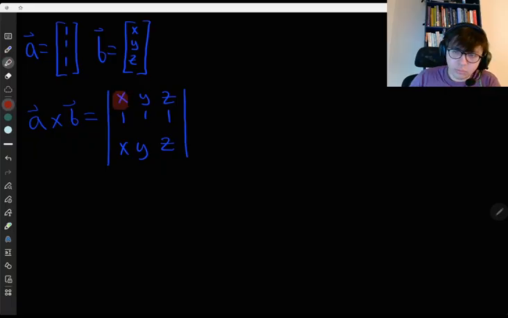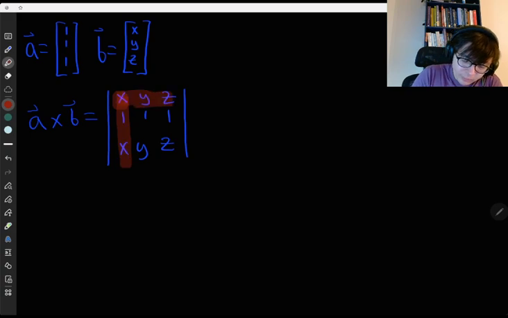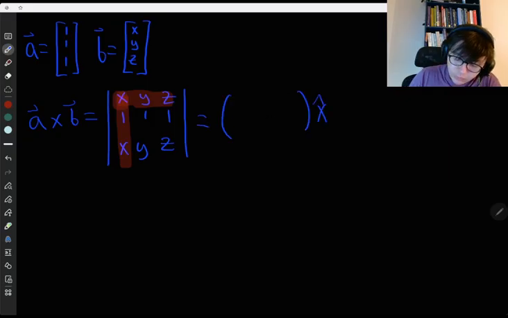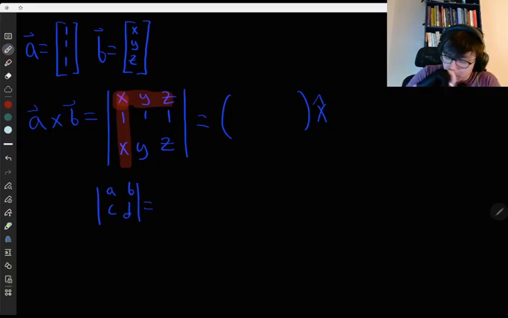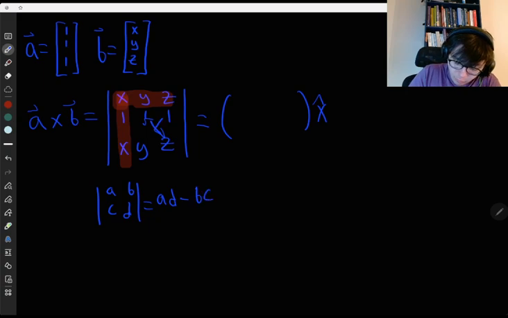And so if you remember how to do this, you take one unit vector, we'll take the x, we eliminate what's underneath it, we eliminate what's to the side of it, and then we're left over, oops, I forgot to put an equal sign. We're left over with four things, and we're going to do a 2 by 2 determinant. And if you remember, a 2 by 2 determinant is defined to be this multiplied by this, so AD minus BC. I wrote the wrong one.